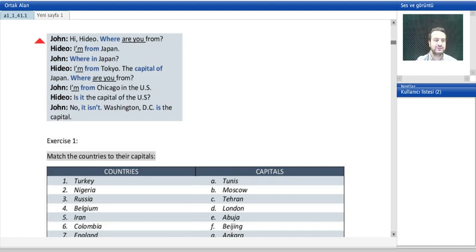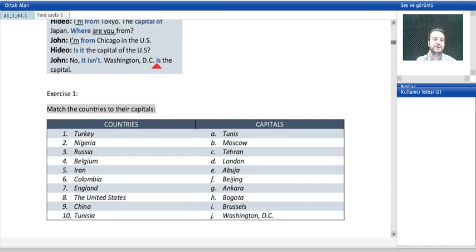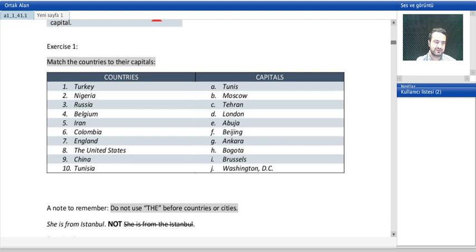As you can see, we don't have only am and are here. There is something like is in this conversation. We will get to that. But before that, we have exercise 1. Match the countries to their capitals.